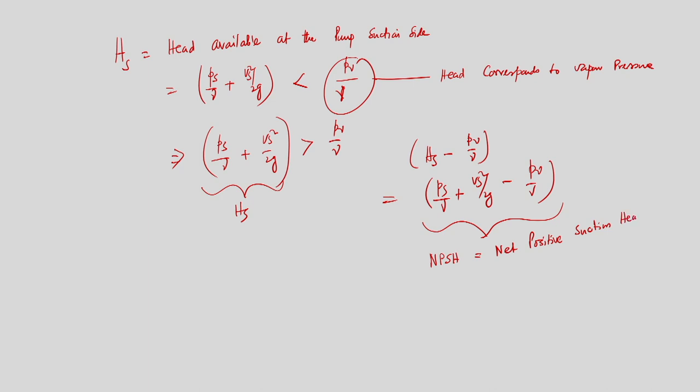There is a net positive suction head. This quantity is an indicative measure of whether cavitation will start or not in a pump operation. If this quantity, the net positive suction head, is positive, the pump is in a safe condition and cavitation should not start. But if this quantity is negative, then cavitation will start.